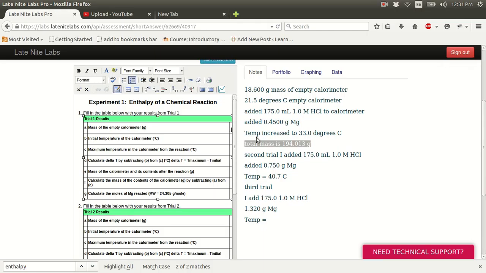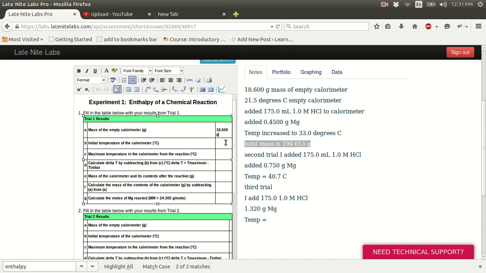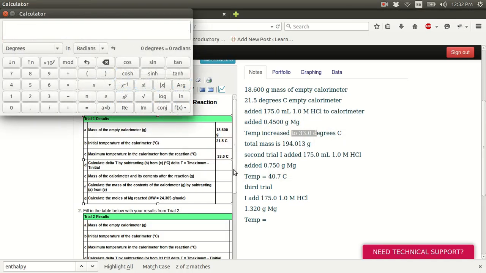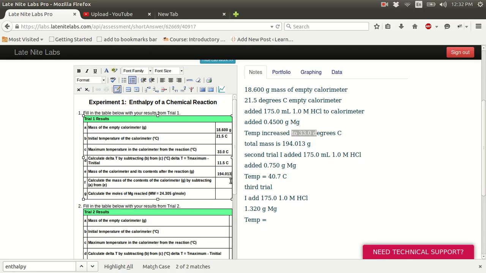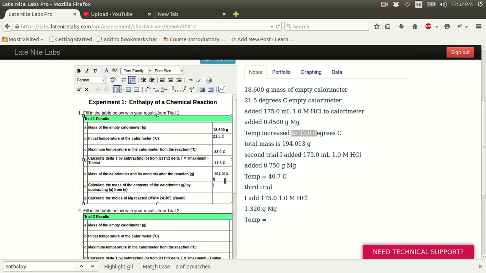So the mass of the empty calorimeter, it's a bit obvious there. It's just straight off of my notes right there. The initial temperature of the calorimeter and the maximum temperature of the calorimeter, and the difference, and the mass of the calorimeter and its contents. Don't forget to use these units, that's important. The mass of the contents of the calorimeter by subtraction.